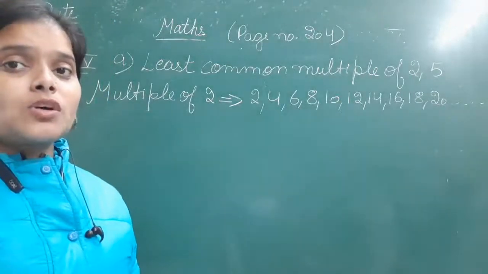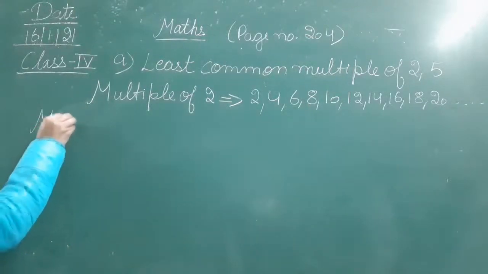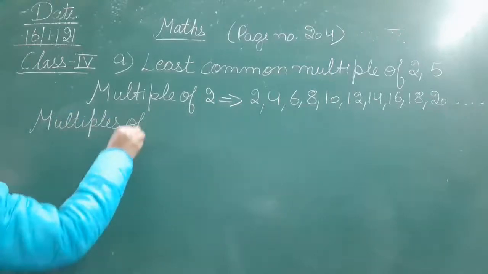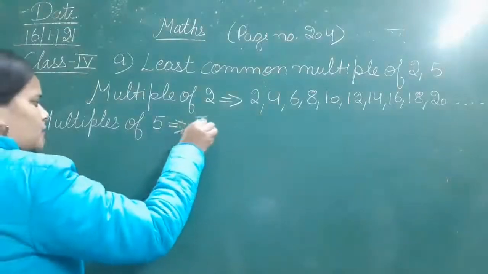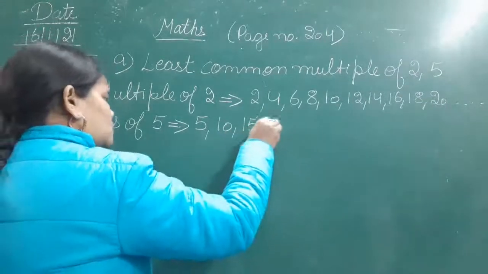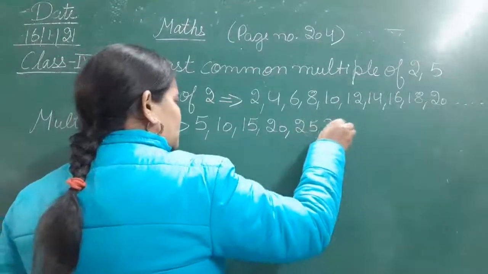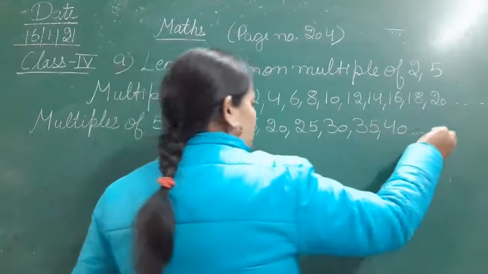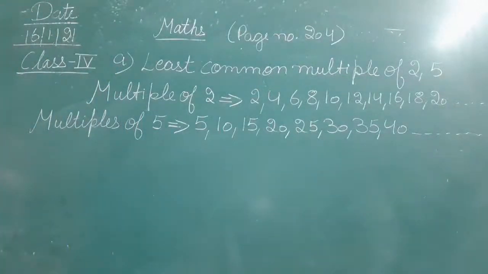Next is multiples of 5. Let's find out the multiples of 5. So the multiples of 5 are 5, 10, 15, 20, 25, 30, 35, 40 and so on. So these all are the multiples of 5.